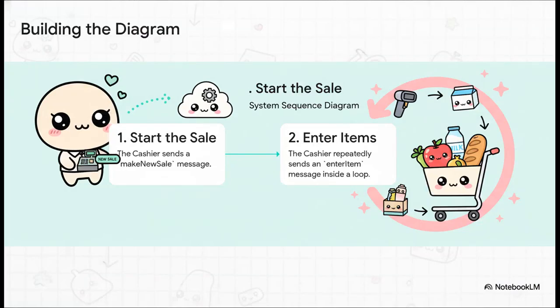All right, let's walk through it. The story says the cashier starts a new sale. So boom, we draw our first message, a solid arrow from the cashier to the system, and we'll call it make new sale. Next, the cashier keeps entering items over and over. For that, we draw an enter item message, but we put it inside this box called a loop frame. It's just a brilliant, clean way to show do this again and again.